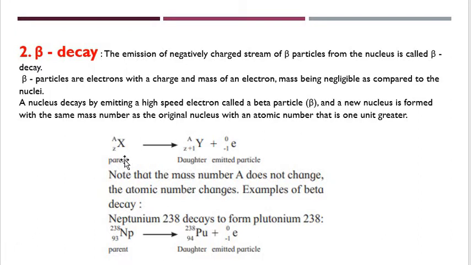For example, if ZXA is a parent radio element, from its nucleus if one beta particle is emitted, its atomic number will increase by 1 but mass number will remain the same. For example, Neptunium, which is having 93 atomic number and 238 mass number, on emission of beta particle will turn into plutonium having atomic number 94 and mass number remains the same as 238.